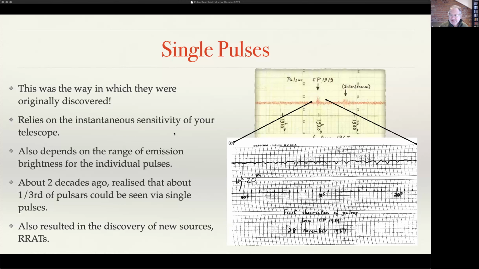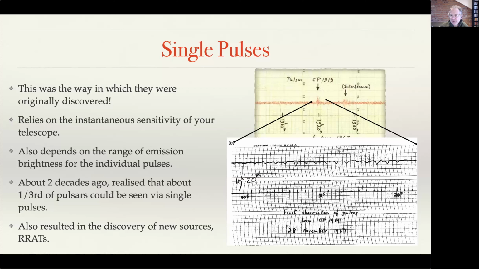It relies, as I said, on the instantaneous sensitivity of your telescope. You need to have a very sensitive telescope, but it also depends on how the intensity of each individual pulse varies, right? Because sometimes it might give off the occasional very bright pulse, and that might make it easier to detect.